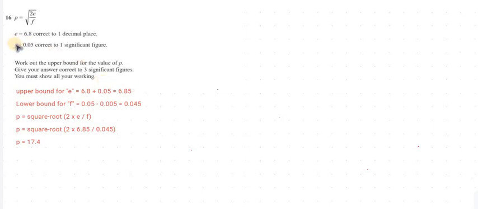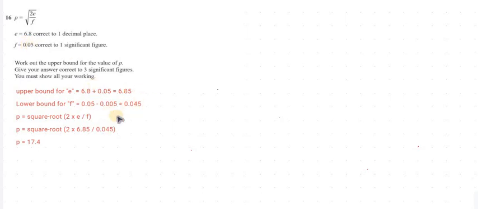And the smallest value of F, for being one significant figure, the lower bound would be 0.05 minus 0.005. That's the lowest possible value it could be. That if we round it to one significant figure, we'll get 0.05.